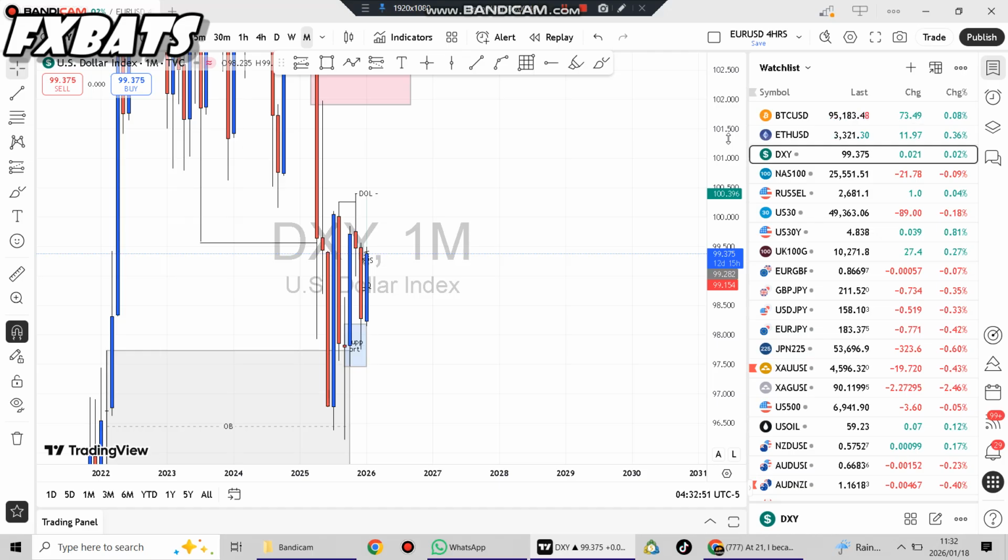Basically I'm a swinger. I swing most of the time. Yes, I can hold trades from 2 to 3 days towards 1 week or 2 weeks. So that's why I start off from monthly. I go a bit lower, weekly, daily, 4 hour, then at last 1 hour.